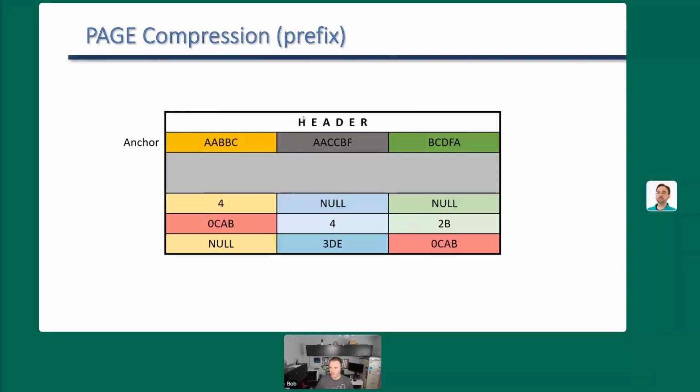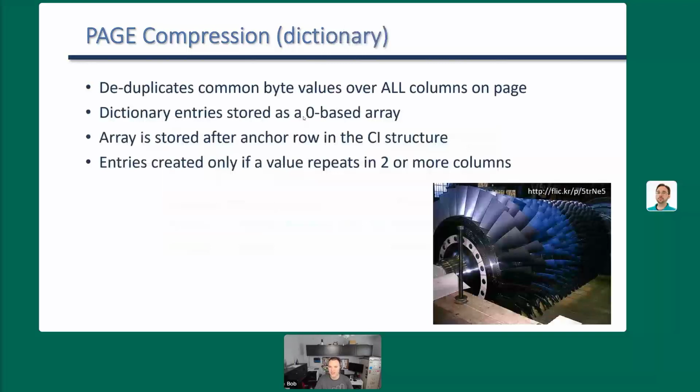So now that we've done prefix compression, we need to do dictionary compression. This is where the actual building of a dictionary of shared values comes in, and some more savings can be achieved in that way. The way this works is it will deduplicate common byte values over all the columns of the page. It's not just limited to its column. It'll look across all the columns and create a zero-based array, which is the dictionary. If there is a match in 2 or more columns, it will create a dictionary entry and use a pointer to that dictionary entry instead of the value it's storing.